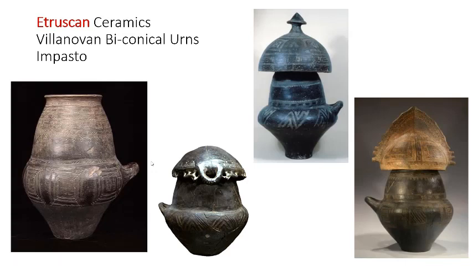Switching cultures again. We're going to go to Etruscan ceramics now. I've got a few more examples of this than I did Phoenician, but not as much as I did Greek, so don't worry. Early Etruscan ceramics were made of impasto, which is a very coarse clay. During the Villanovan period, they were not made by a wheel; they were made by hand, which is why they're not perfectly symmetrical.